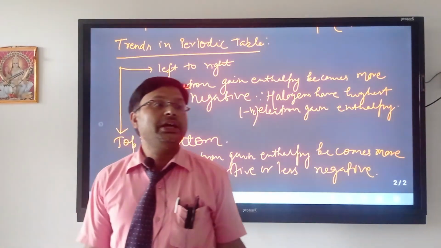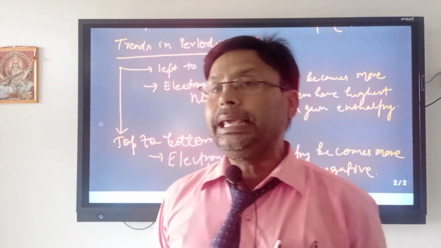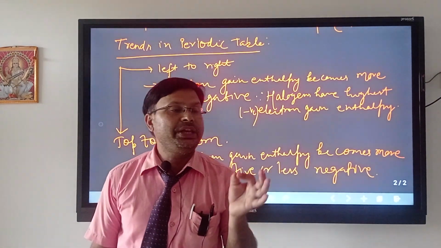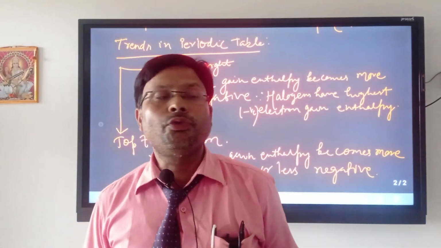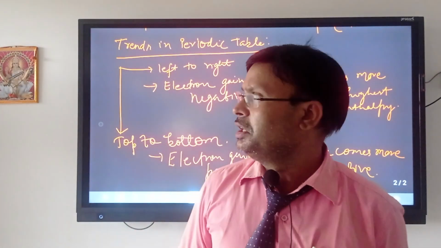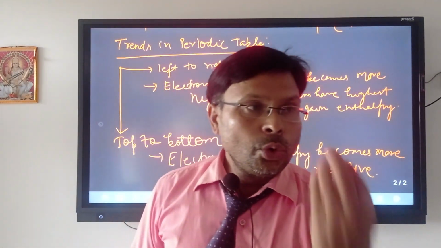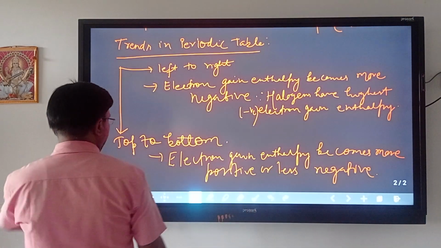But there are irregularities in halogens. In the case of halogens, the electron gain enthalpy of chlorine is more than fluorine. Now, what is the reason behind this? This is a very important question for you.